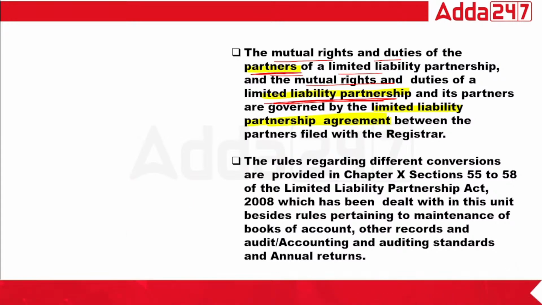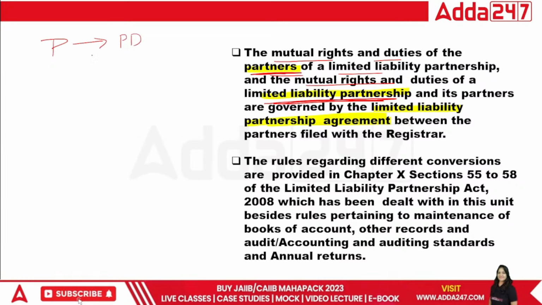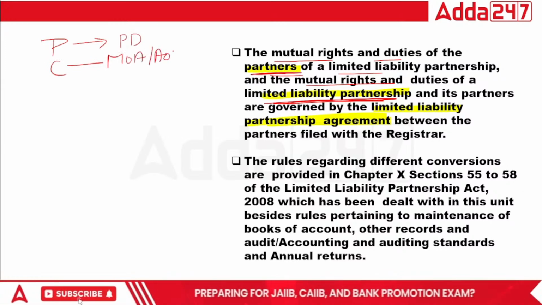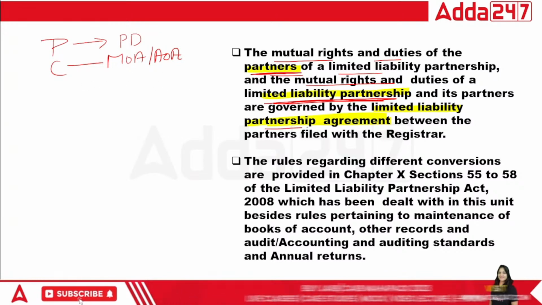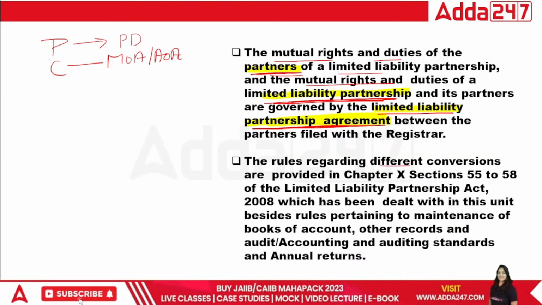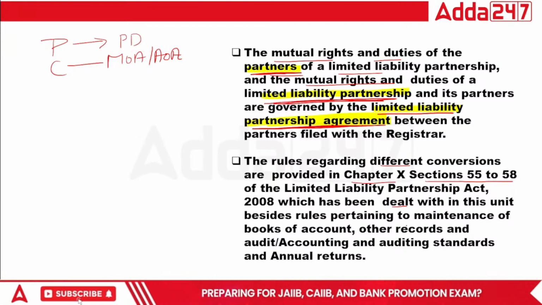Is that okay? Because we have read in the partnership, the important thing is the partnership deed. In company, the important documents are MOA and AOA, right? And in this one, LLP agreement is there. The rules regarding conversion are provided in chapter 10, sections 55 to 58 of the LLP Act, which have been dealt with in this unit, besides the rules pertaining to maintenance of accounts.